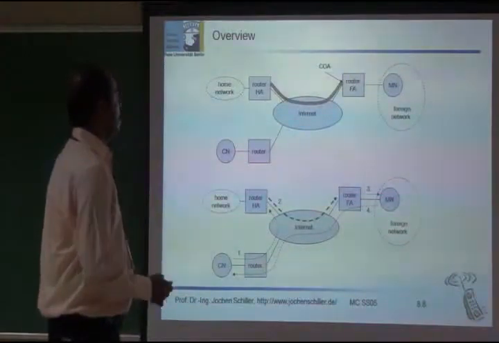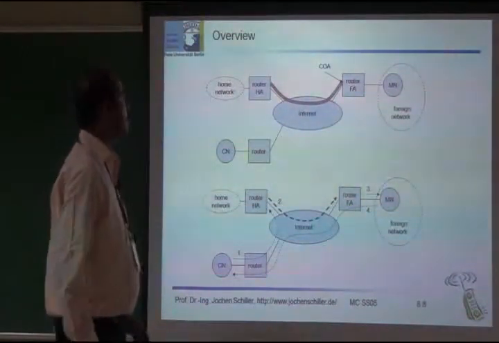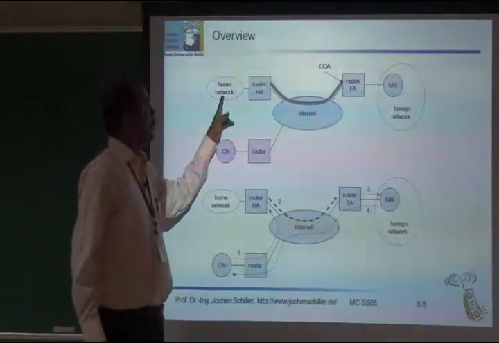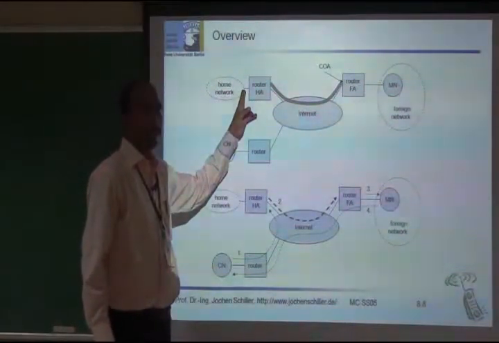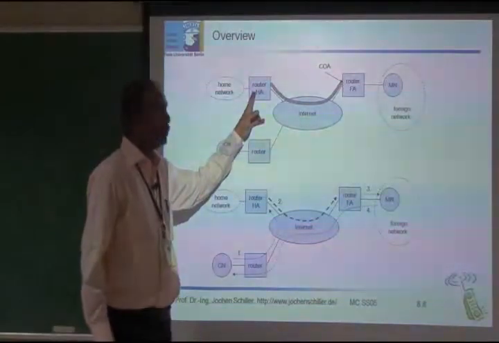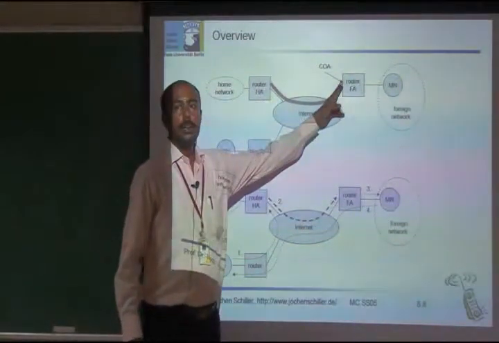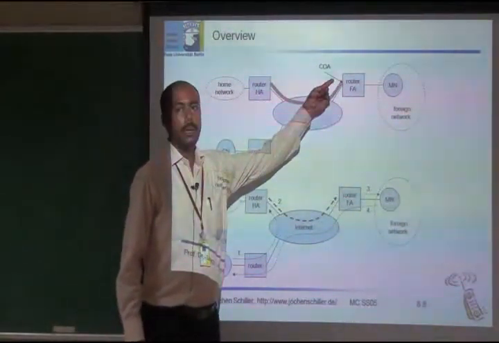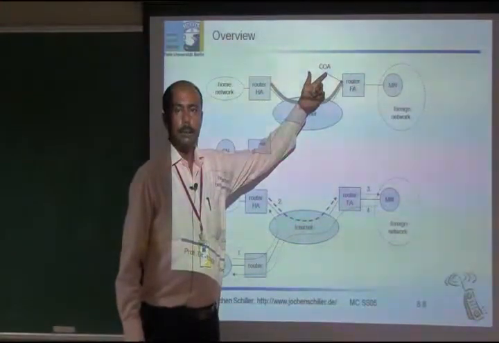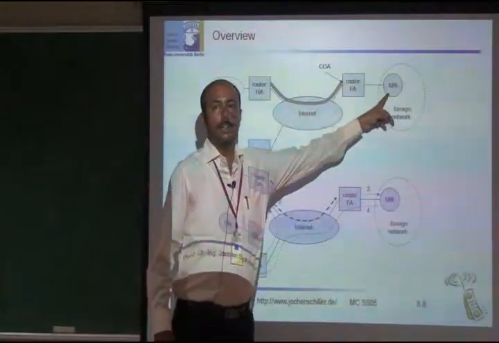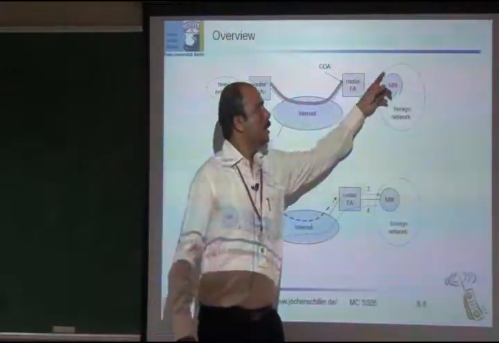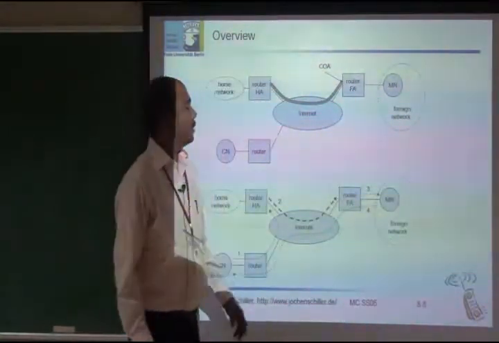So the same architecture is an overview of mobile IP. The home network, here the home agent. The data is transmitted from the home network to the home agent, and the home agent will communicate with the foreign agent by using the COA, care of address. Care of address is the IP address, either IPv4 or IPv6, and the foreign agent will forward the data to the mobile node. So here the mobile node is present in the foreign network.